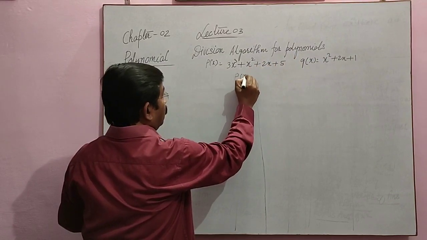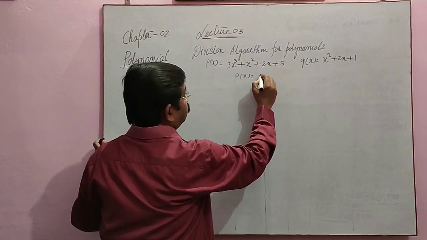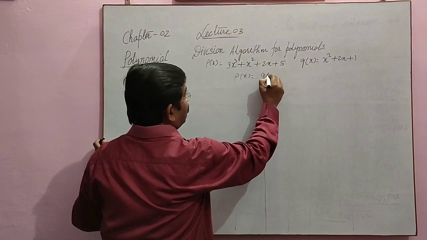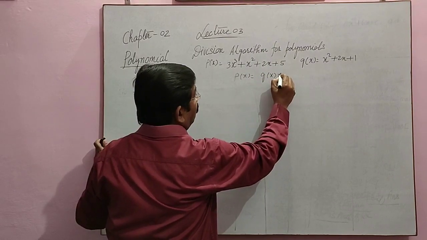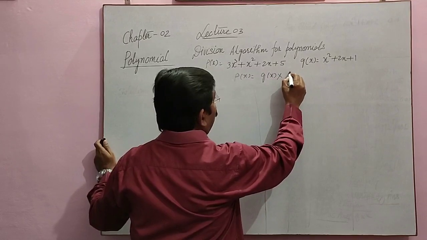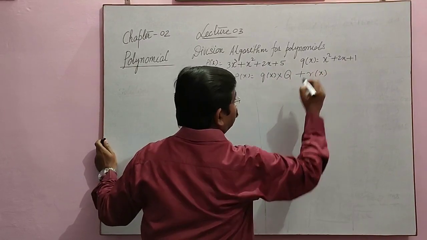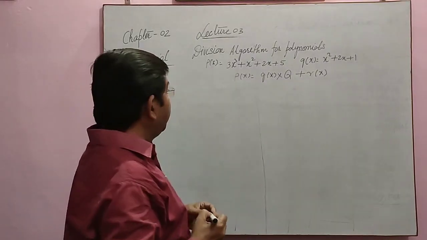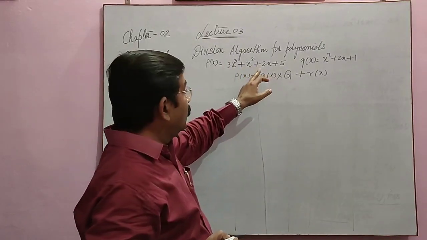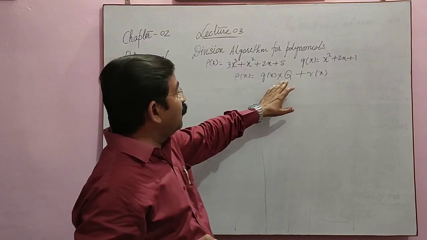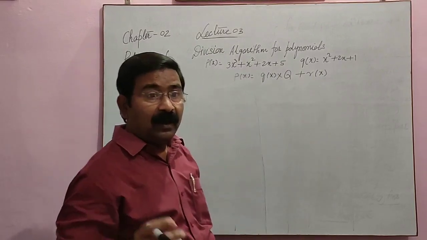P(x) is equal to q(x) into some quotient plus r(x). What does this mean? If we divide one of the polynomials by the other, we will have some quotient and remainder.